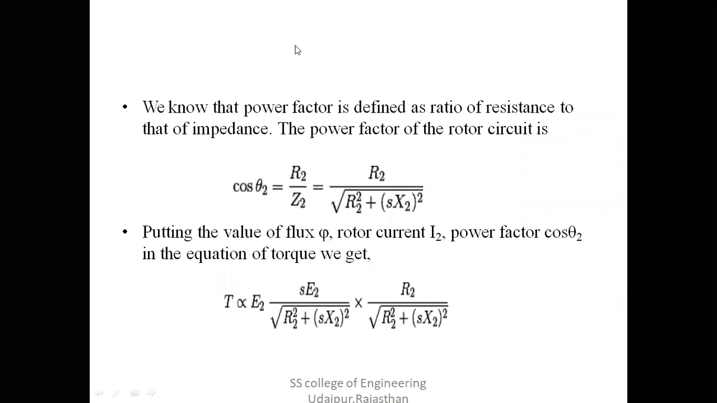We can also put the value of the power factor. Power factor means R upon Z, so cos theta is equal to R upon Z. For the rotor, cos theta 2 is R2 upon Z2, which is R2 upon root of R2 square plus S X2 square. So the values of I2 and cos theta 2 are put in the torque equation.